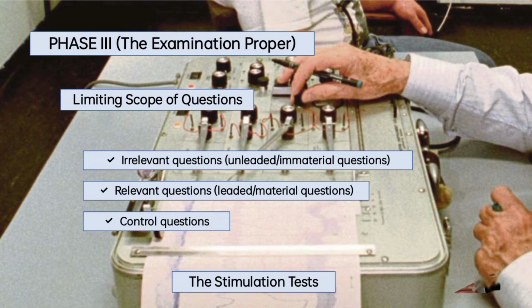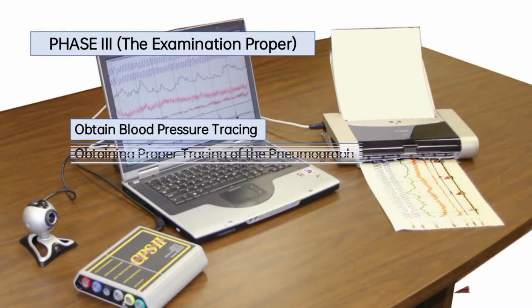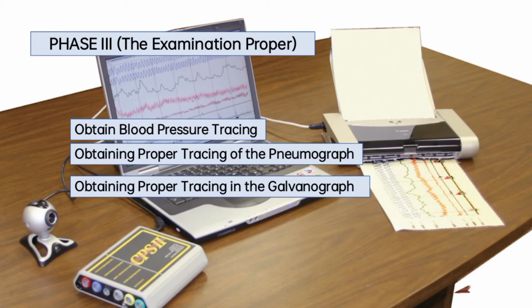The examiner may then administer a stimulation test designed to improve test validity. The examiner will then continue to test and obtain 2 or 3 more charts in the same way. Obtaining blood pressure tracing. Obtaining proper tracing of pneumograph. Obtaining proper tracing in galvanograph.